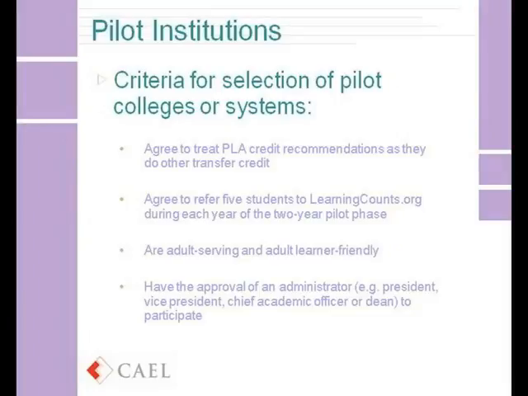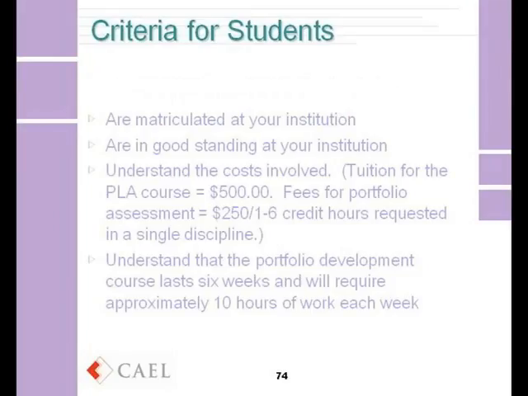If your institution might be interested, the criteria are fairly simple. Primarily, institutions must agree to treat the PLA credit recommendations as they would other transfer credit, and also to refer 5 students each year to learningcounts.org. And the reason that is a requirement, as you could guess, is because we need to have a critical mass of students so that we can improve and revise learningcounts.org so that it will become viable within 2 years and be self-sustaining.